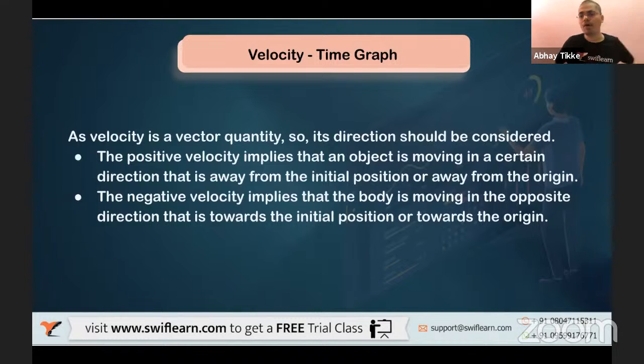तो वेक्टर क्वांटिटी मतलब क्या होता है? जिसको डायरेक्शन और मैग्नीट्यूड दोनों की जरूरत होती है, और स्केलर क्वांटिटी मतलब जिसको सिर्फ मैग्नीट्यूड की जरूरत होती है, राइट? So the positive velocity implies that an object is moving in a certain direction that is away from the initial position or away from the origin. That is what's called positive. Negative velocity implies that the body is moving in the opposite direction, towards the initial position or towards the origin.